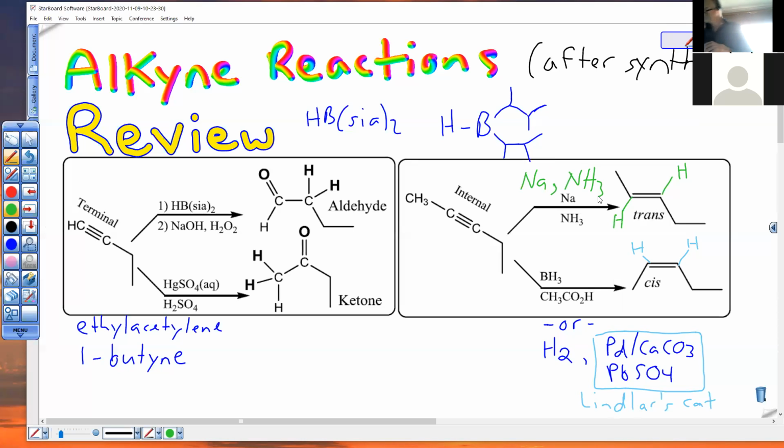So that's what you do if you want a trans alkene from an internal alkyne. And if you want a cis alkene from an internal alkyne, you have two choices: borane and acetic acid, or H2 with Lindlar's catalyst will both give the cis alkene. Keep these in mind for after break when we do a sample retrosynthetic analysis question. And I will see you after that.